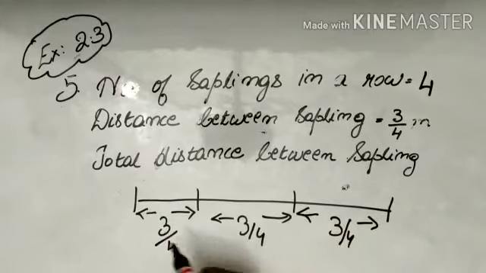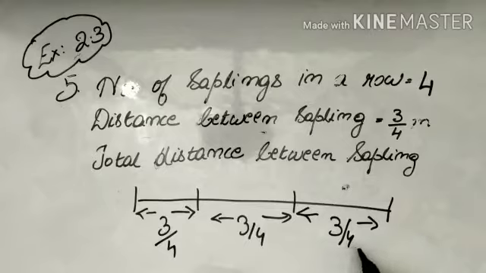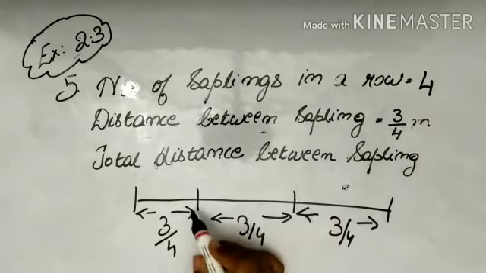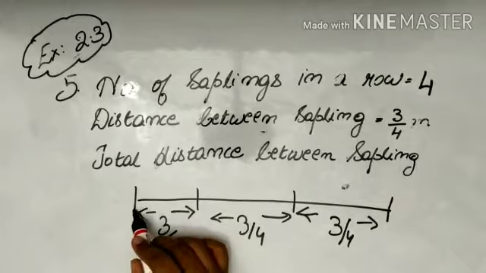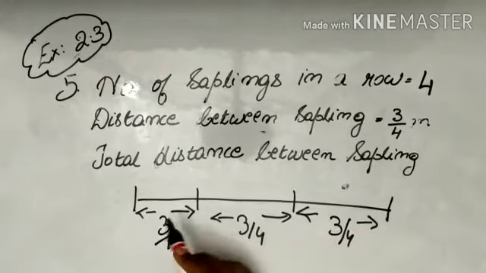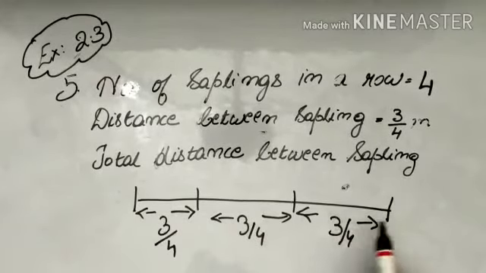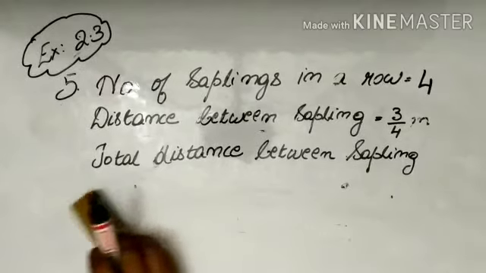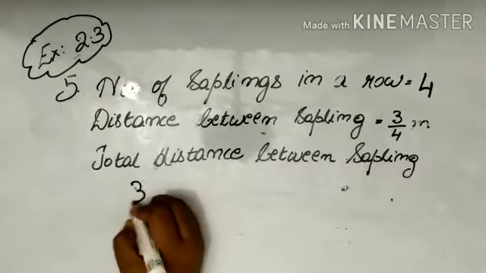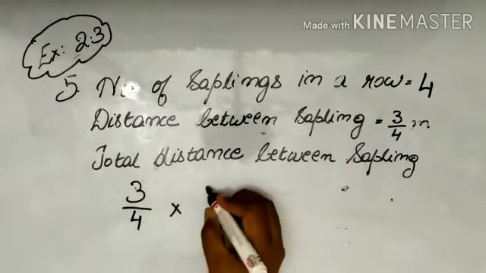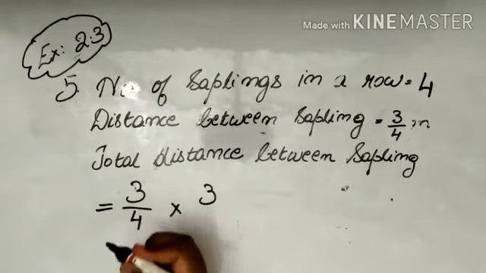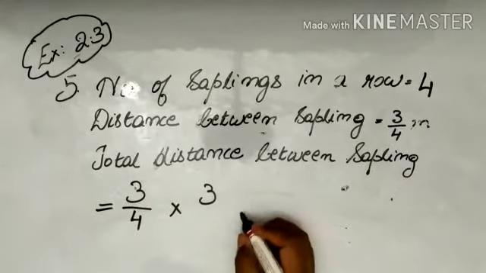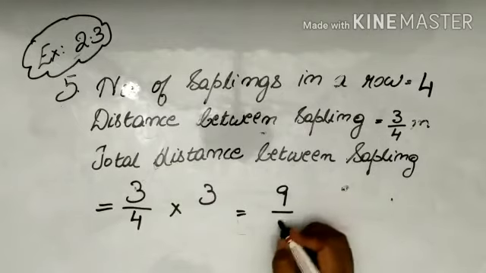So what you have to do? You have to add 3 by 4 3 times. Okay? So don't get confused by this 4. You have to find the distance between the first and the last sapling. So you will have to multiply 3 by 4 3 times, because it is 3 by 4 plus 3 by 4 plus 3 by 4. Okay? So you will write it as 3 by 4 into 3, right? And then we'll write it as 9 by 4.